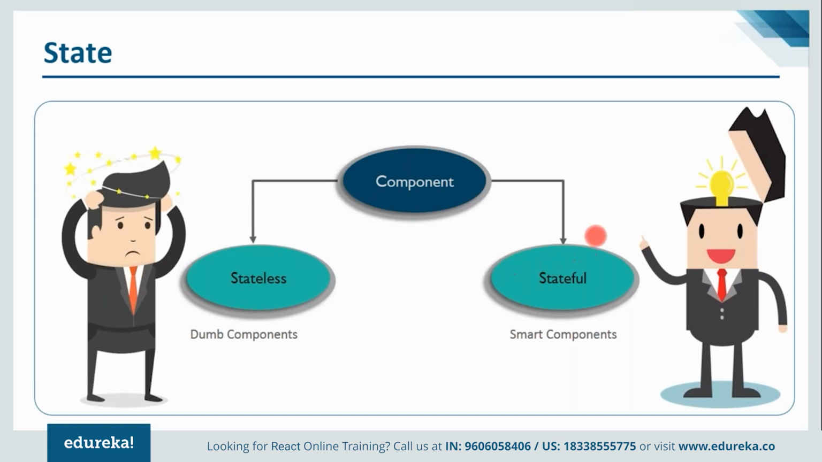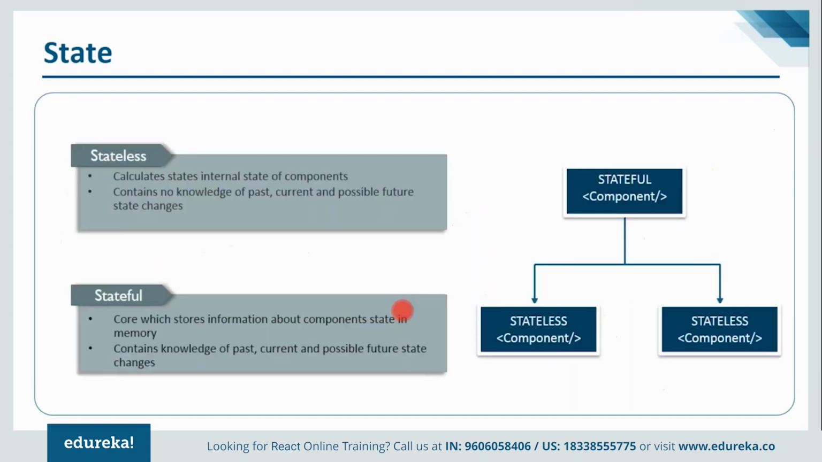And the stateful component, on the other hand, is a very smart component because it keeps track of what was its previous state. It keeps track of that in memory. Okay, and it's always aware of what its current state is, and it can also update its current state, right? That's why this is a smart component. These are the two types of components.